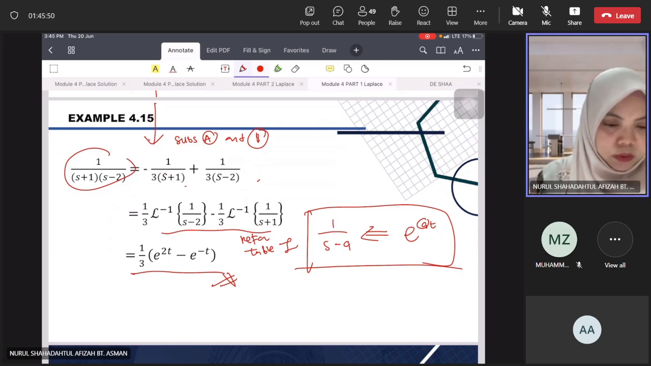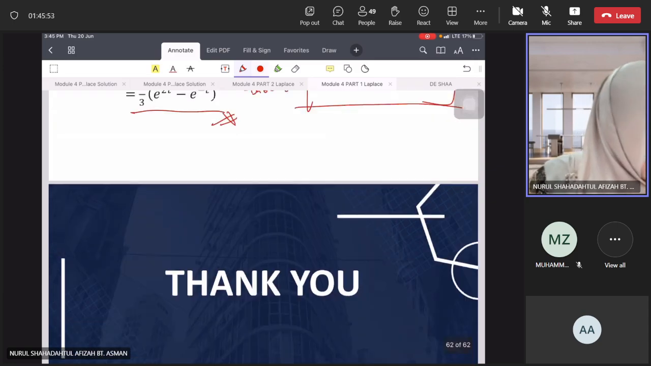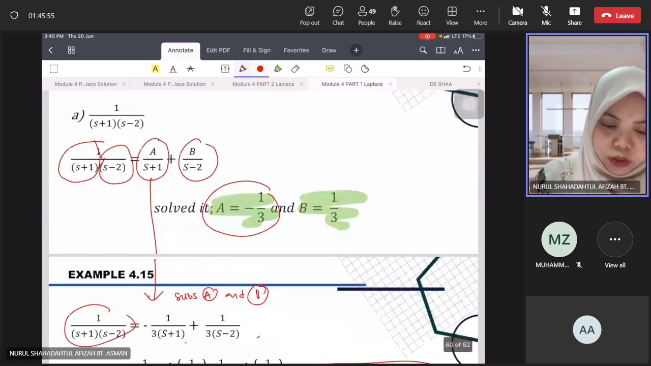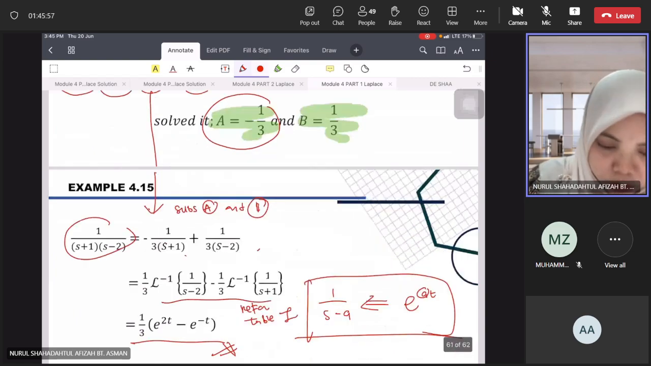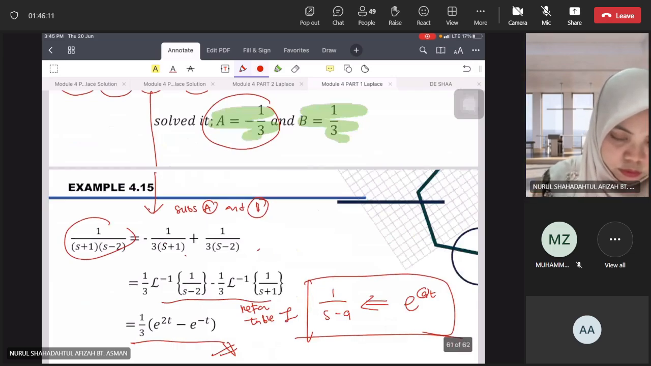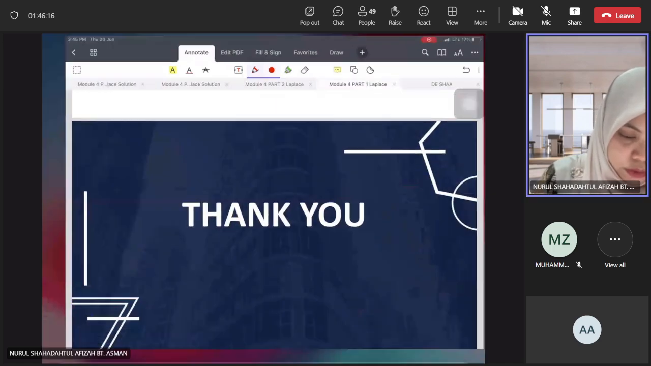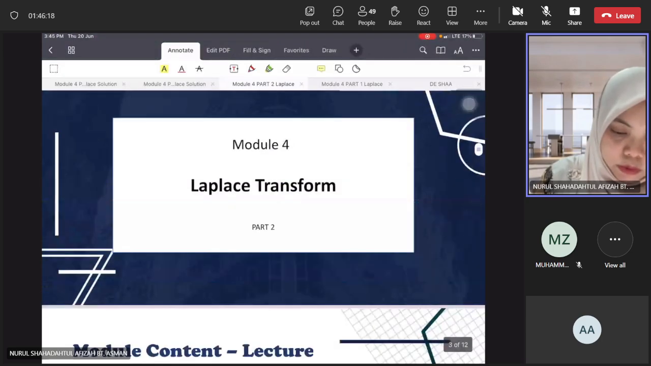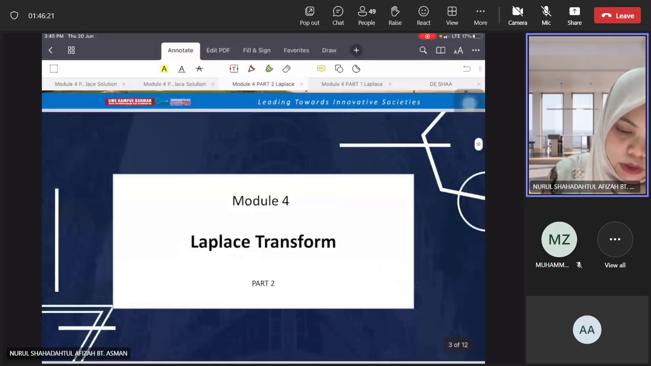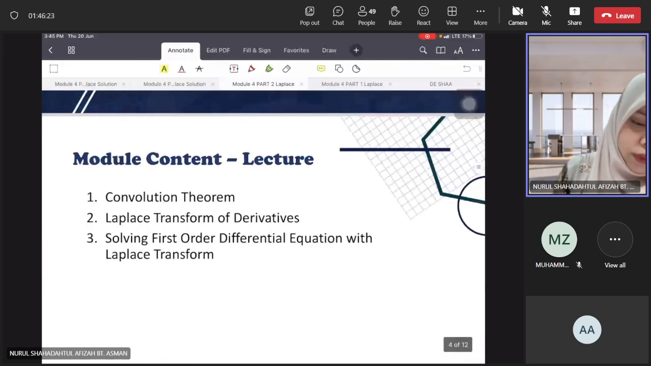Okay, that's all for part 1. So I think we have about 15 minutes. We will continue with part 2. I think we have about 10 pages, not so much on part 2. For part 2, we will continue with the convolution theorem, Laplace transform of derivatives, and solving first order differential equations with the Laplace transform.